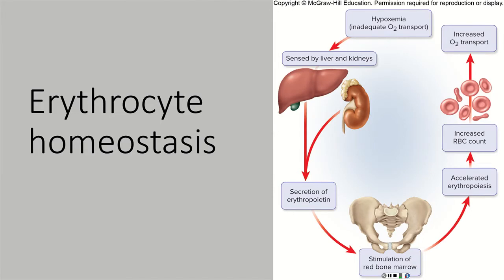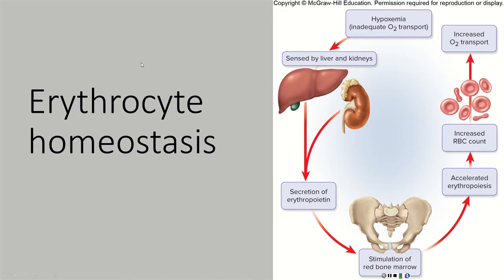Erythrocyte homeostasis. So here's that word, homeostasis. We used it a lot in Bio 137. We're going to use it a lot in Bio 139. And here's our homeostatic feedback loop. And this is really just an illustration of everything we just said. This is on page 679 of your textbook.